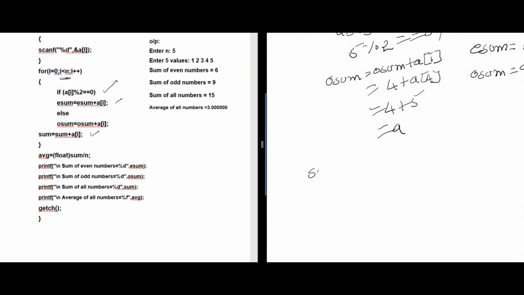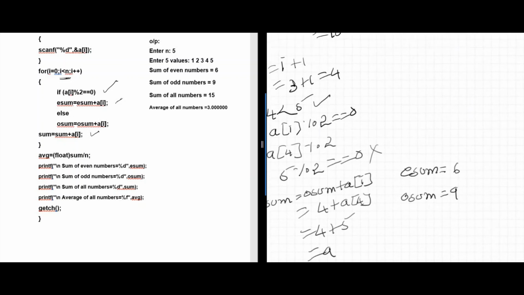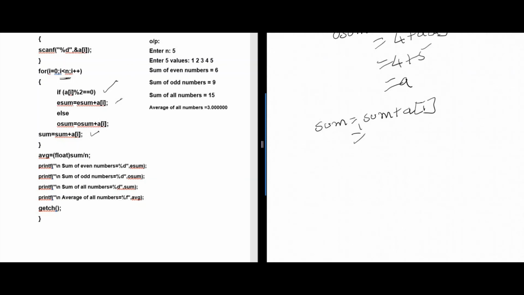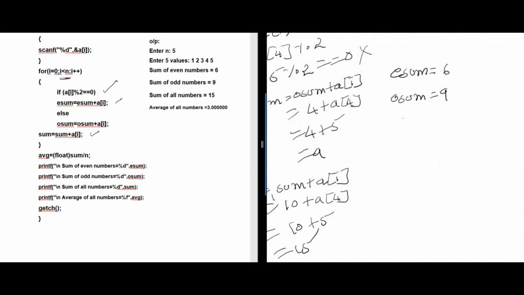And how about the sum? So sum is equal to sum plus A of I. What was the previous value of sum? The previous value of sum was 10. So now 10 plus A of 4, which is equal to 5. So 10 plus 5 becomes 15. So the sum value becomes 15.